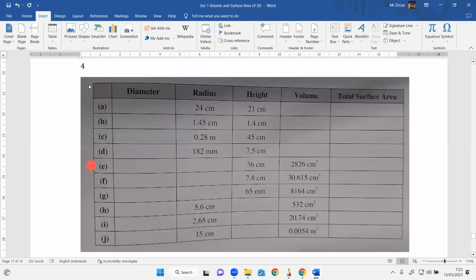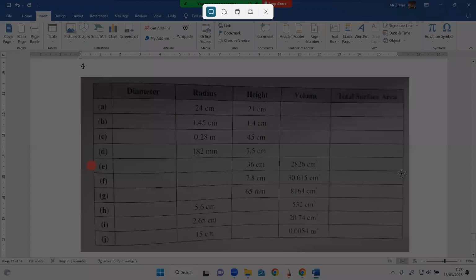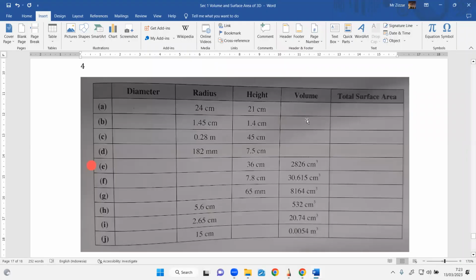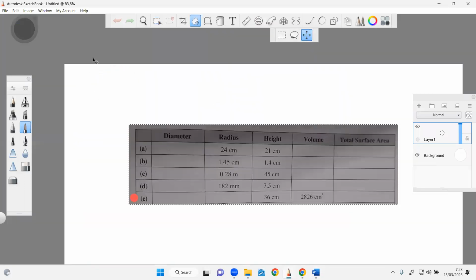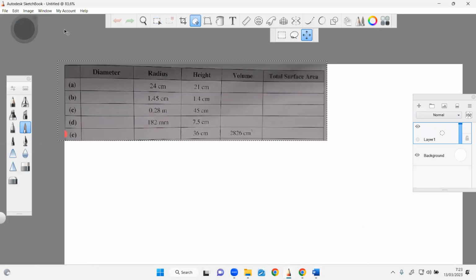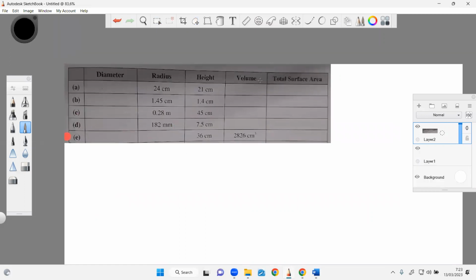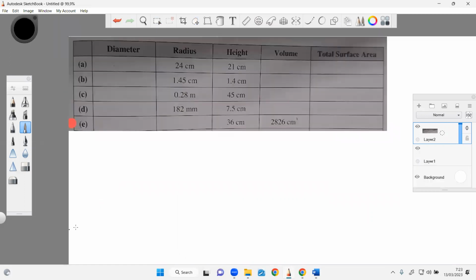Now, number 4, E. Be very, very careful about this. I gave up on number 10. We have the diameter, we have the radius, so it's clearly stated cylinder, right? I don't copy the question, I forgot. It's a cylinder. So let's do this. We have the height.